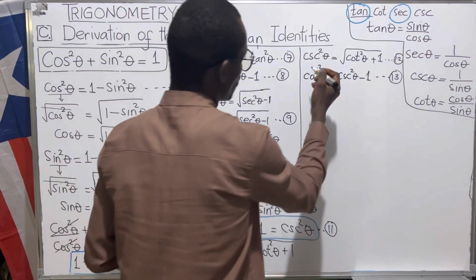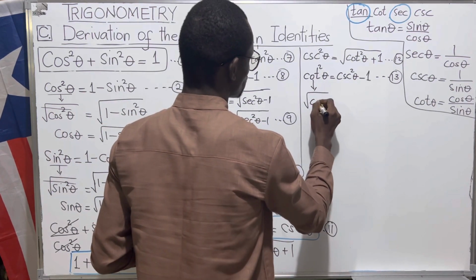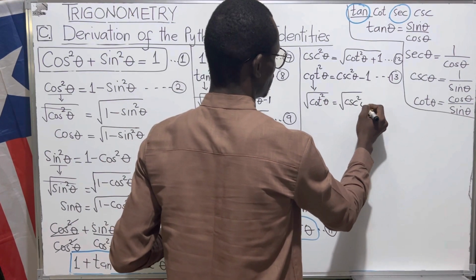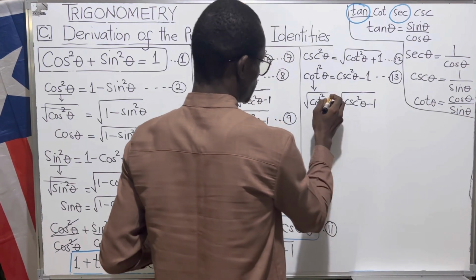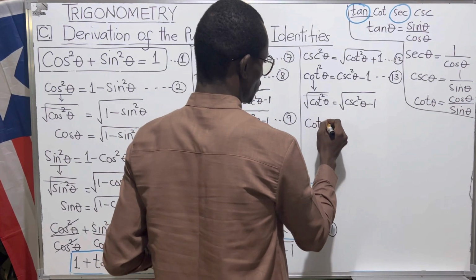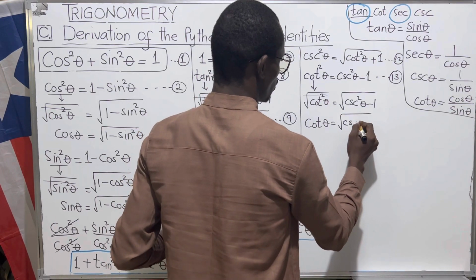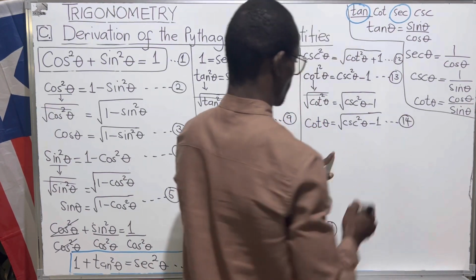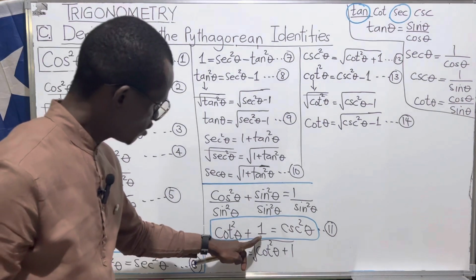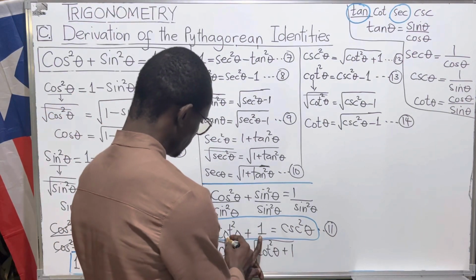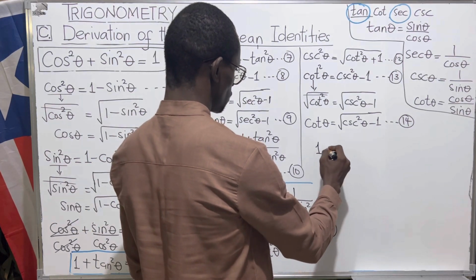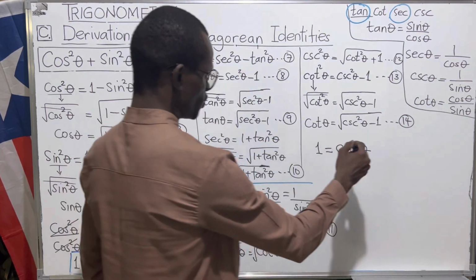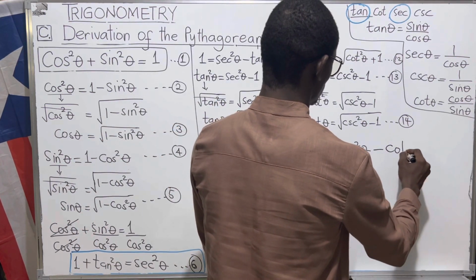So what if we also want to solve for only cot? It means we must take the square root on both sides. That is, we do the same on this side, CSC square minus 1. So this square now will cancel. So cot of theta would just be the root of cosecant square theta minus 1. So we call this identity number 14. So the last one, we can also solve for 1. So we can send this term across. So 1 equals, on this side we have CSC square theta. If this cot is going across, it becomes minus cot square theta.